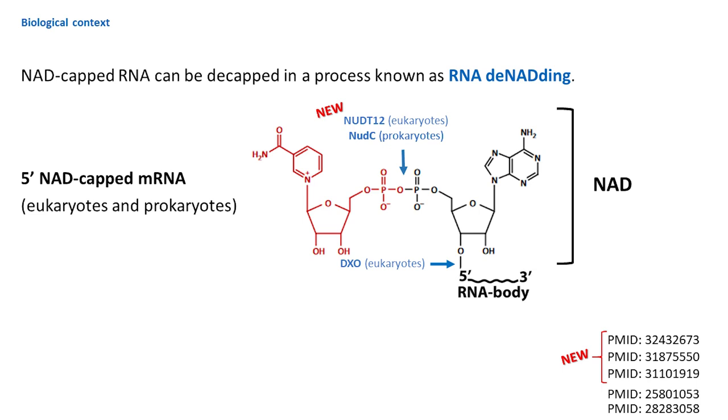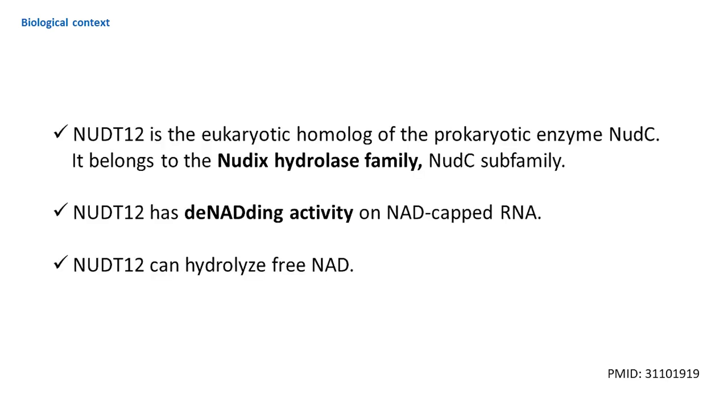They found that the enzyme Nudt12 is the mammalian orthologue of the prokaryotic enzyme NudC. It belongs to the Nudix hydrolase family, NudC subfamily. It has deNADding activity on NAD-capped RNA and can hydrolyze free NAD.